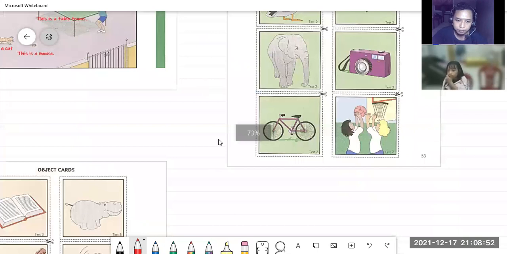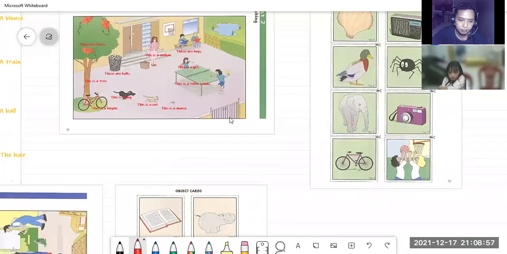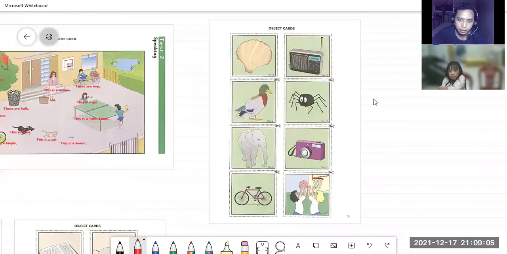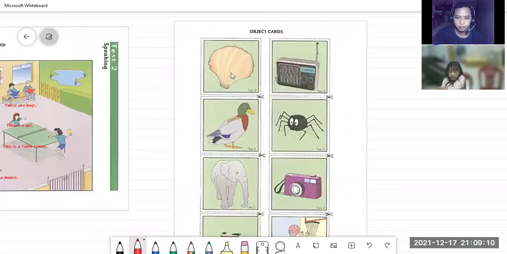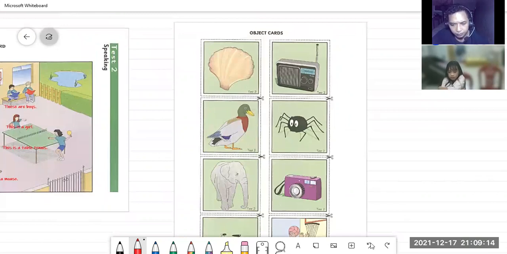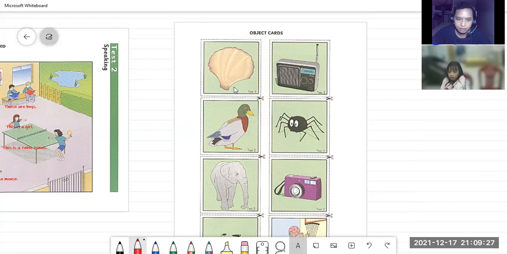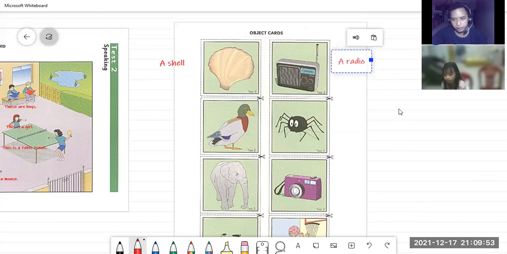Okay, we have the object cards. What is this? This is a chair. Okay, wait. What is this? This is a shell. Very good. Next, what is this? This is a radio. Very good. Next.